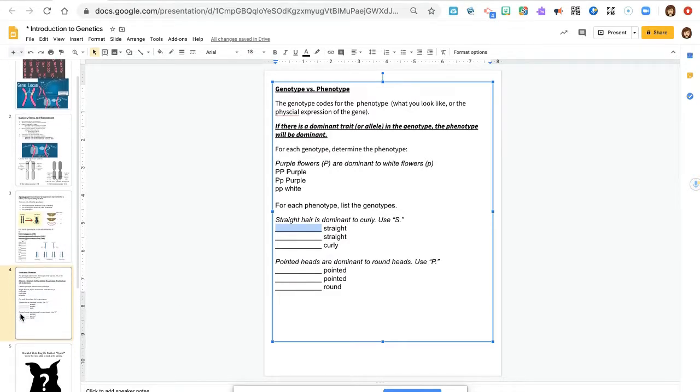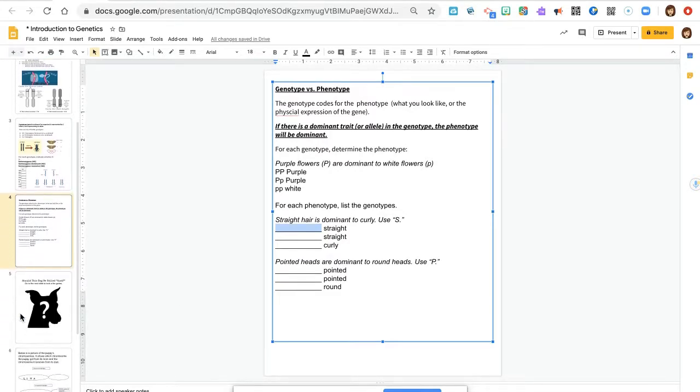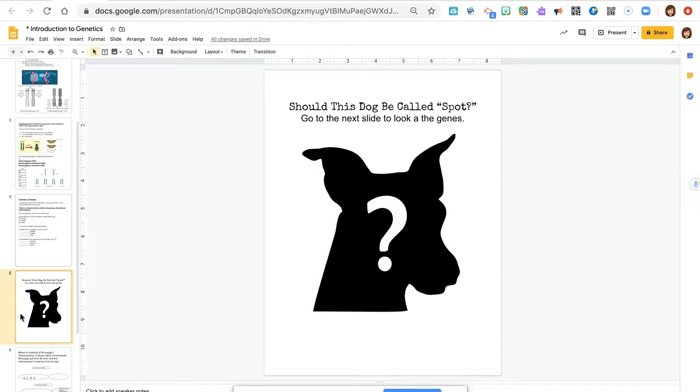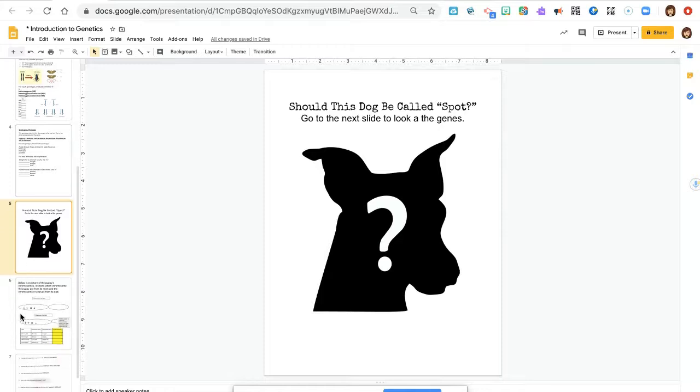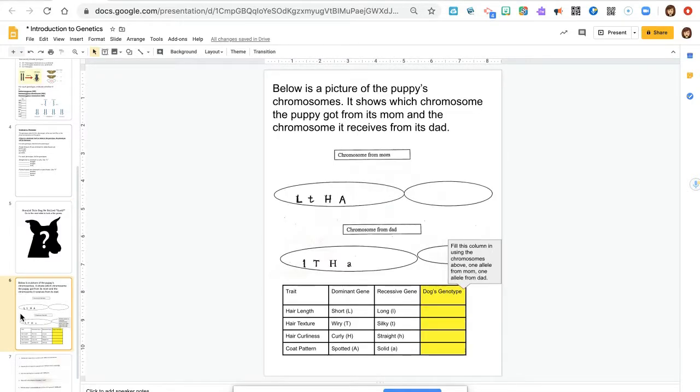Okay, now that we're done with the notes, I want you guys to apply those to this scenario. We have a mystery dog here. Should we call this dog Spot? So let's go to this dog's chromosomes and take a look. I click here. So below is a picture of the puppy's chromosome. This was the chromosome from the egg that made the baby. This is the chromosome from the sperm that made the baby dog.